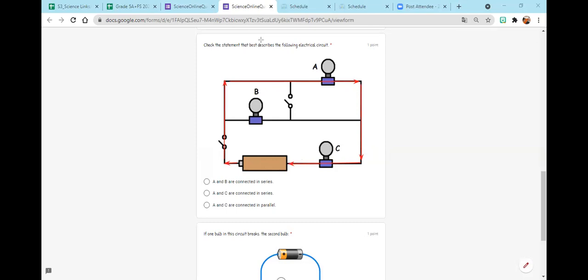A and C are on the same pathway. So A and C are connected how? In series. They are connected in series since they are found on the same loop, on the same pathway. A and B are in series since they are found on the same pathway. Let me use the green color. The electric current leaves the battery.